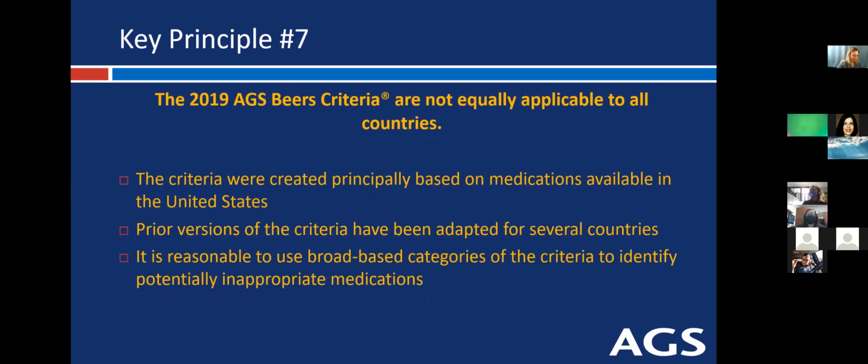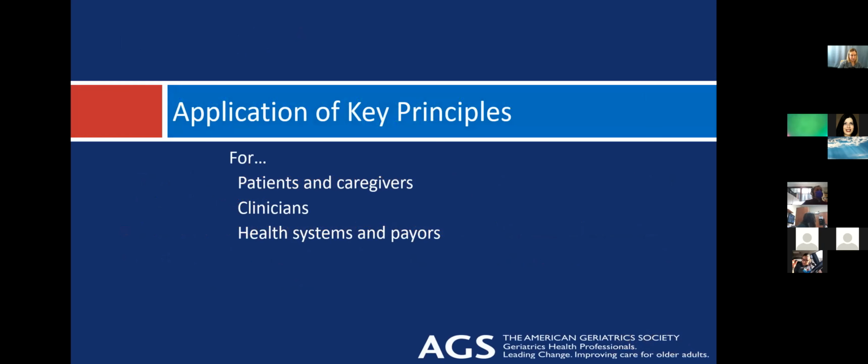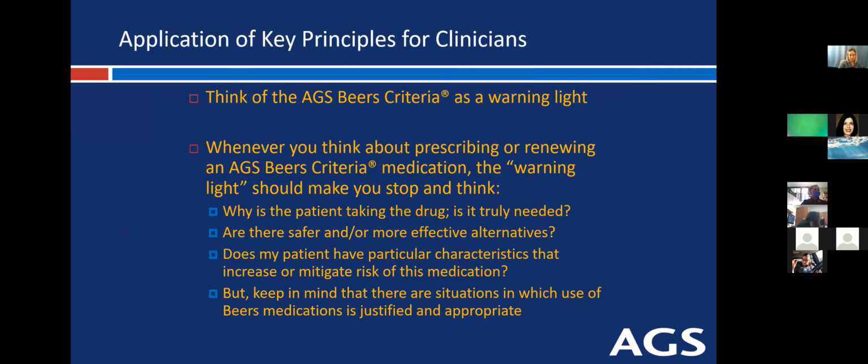So key principle number 7 is our final one, and this is that the 2019 AGS Beers criteria are not equally applicable to all countries. These were developed primarily based on medications available in the US. And so that doesn't impact us as much, but it is one of the key principles of the work group. So, the application of key principles for patients and caregivers, clinicians, health systems, and payers.